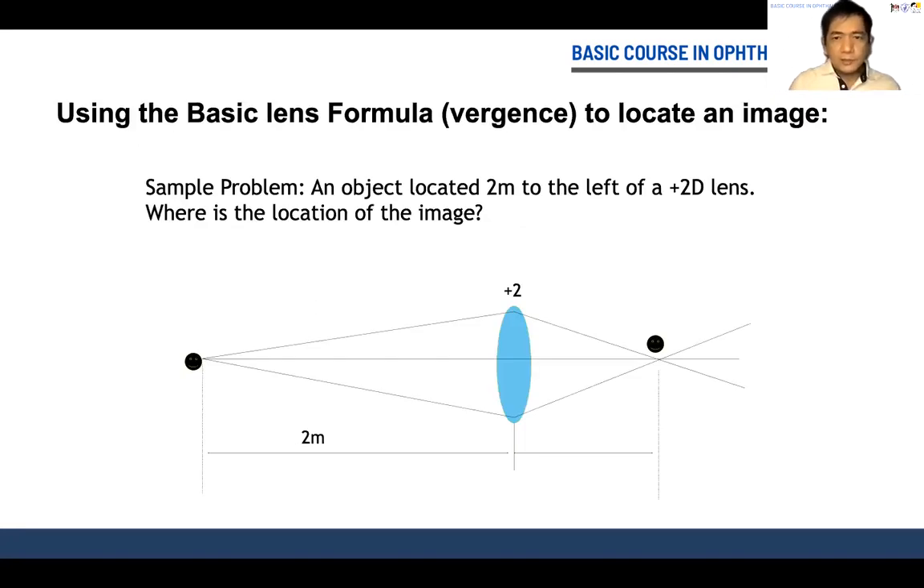So using the basic lens formula or the vergence to locate an image, here's a sample problem. An object is located 2 meters to the left of a plus 2 diopter lens. Where is the location of the image? So we try to identify the location of the image.